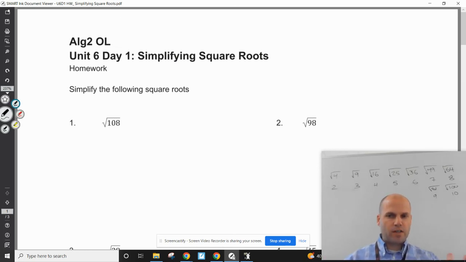We are simplifying square roots. We might be doing it a little bit differently from what you've done in the past. You might have seen factor trees before, but we're going to try to keep it a little bit simpler than that. Our goal is to simplify the square root.